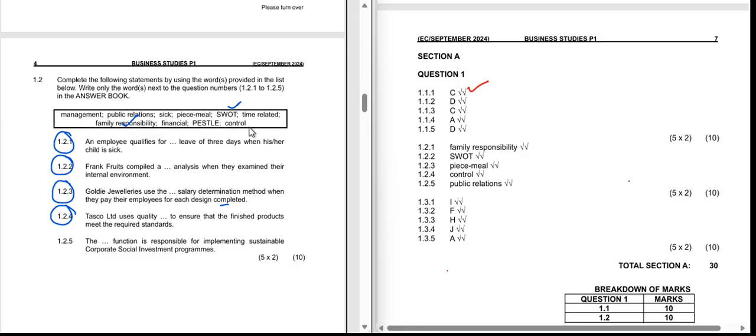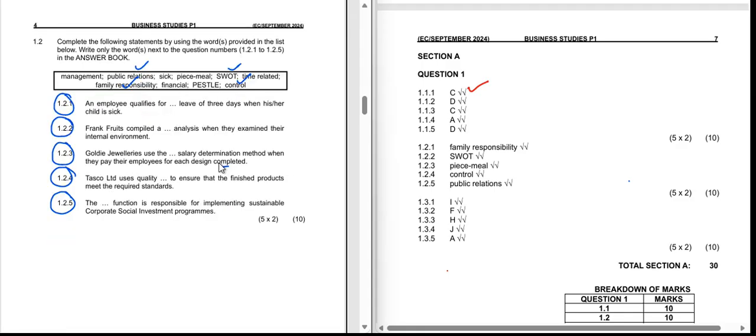And then 1.2.5, the Dash function is responsible for implementing sustainable corporate social investment programs. So this is the public relations. That's the only one that we are given here. All right, so let's move on to 1.3.